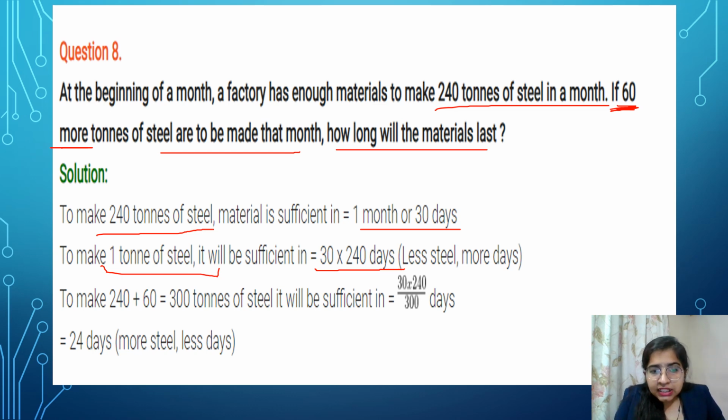Total will be 300. So to make 300 tons, you have to divide it by 300, you will get the answer 24 days. Okay, clear all of you?